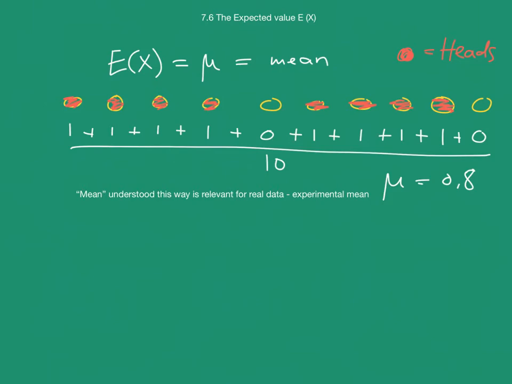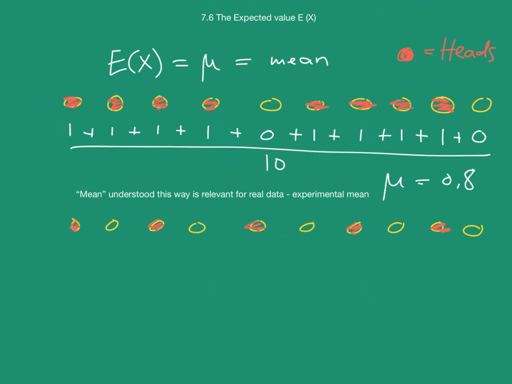Now, the expected value is what you would expect to happen. So if you have a coin toss where the probability every time you throw the coin is 0.5, you would expect every other coin toss to be either heads or tails. And this rarely happens, but that is the theoretical expectation, or the theoretical probability.